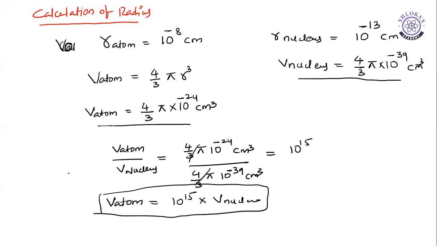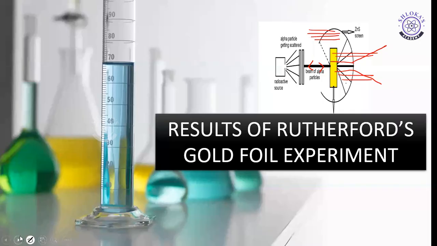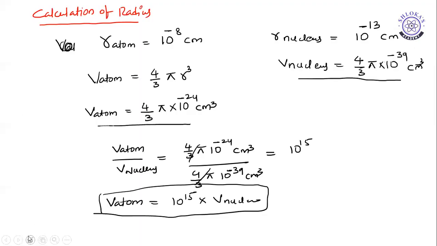Okay. Here we are able to compare the volume of an atom with its nucleus. But how to calculate the volume of the nucleus of any atom? So for that also he has given one formula. What is that formula? I will explain. Listen to me. First, the volume of any nucleus.